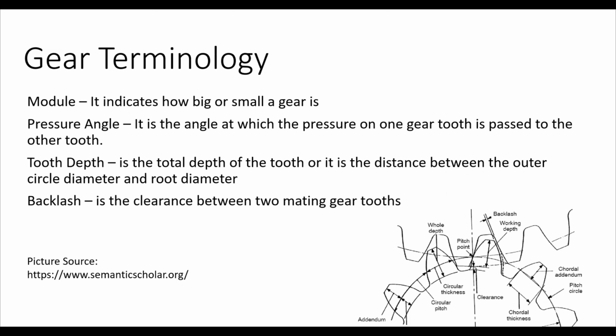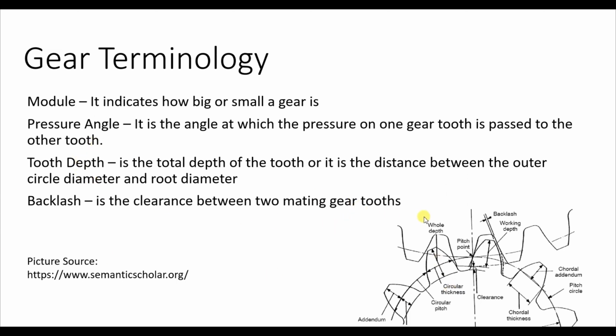We have backlash. Backlash is the clearance between two gear teeth, I mean the teeth of two different gears which are mating. Then we have tooth depth. Tooth depth is the distance between the tip circle and the root circle. The circle passing through these edges is the tip circle, and the circle passing through these edges is the root circle, and the distance between these two is tooth depth.